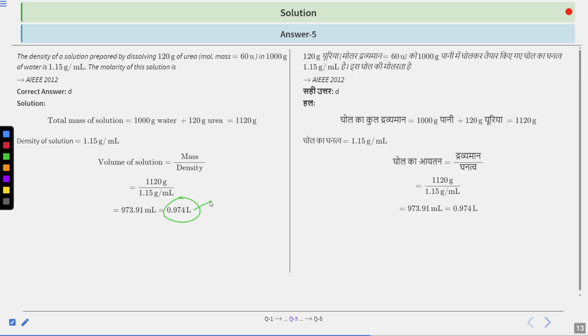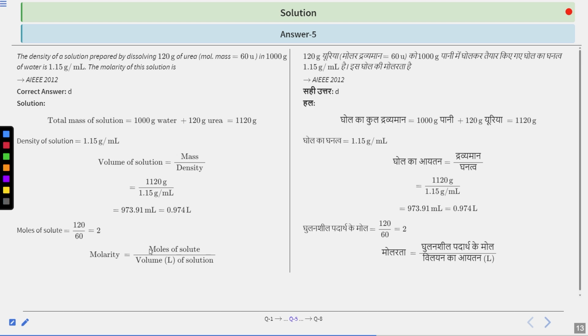So this is the volume of the solution, and in this volume, 120 gram urea is dissolved. Therefore, you can find the moles of urea, which is 120 by 60, which is 2 moles. Now you have the moles of the solute and the volume of the solution. Put all of this in the standard equation, and that will give you 2.05 mole per liter as your correct answer. Clear? Okay. Now moving on further to the next question.